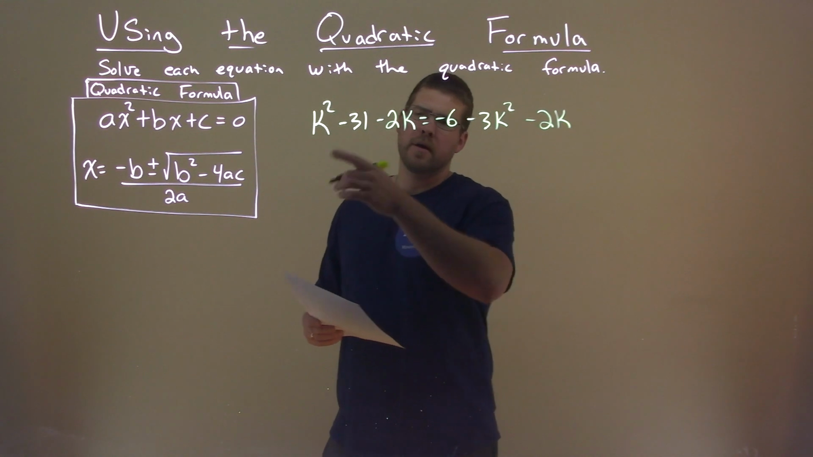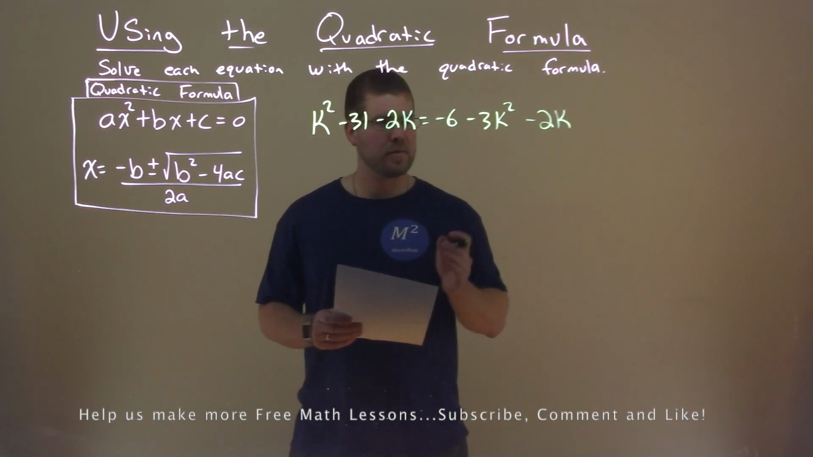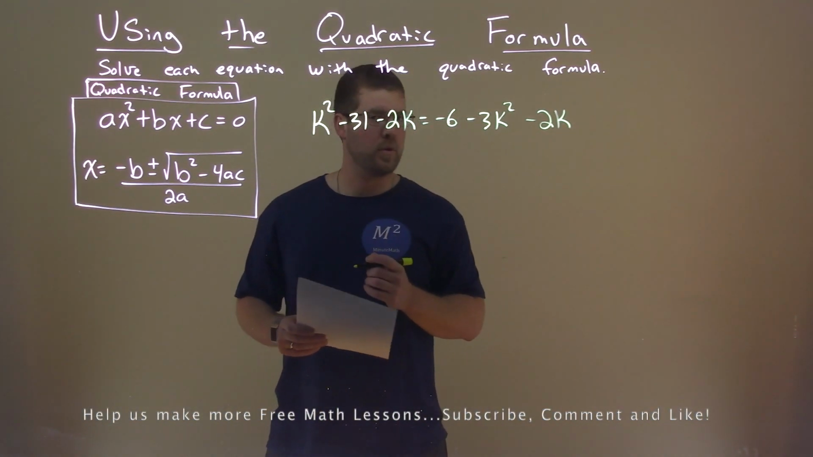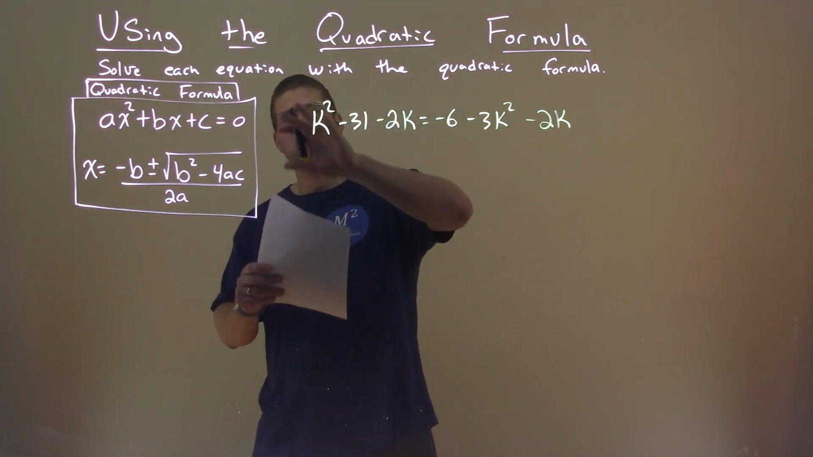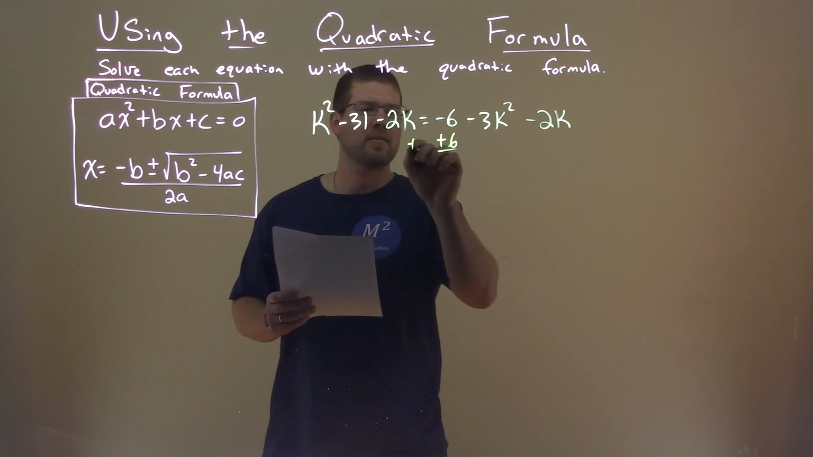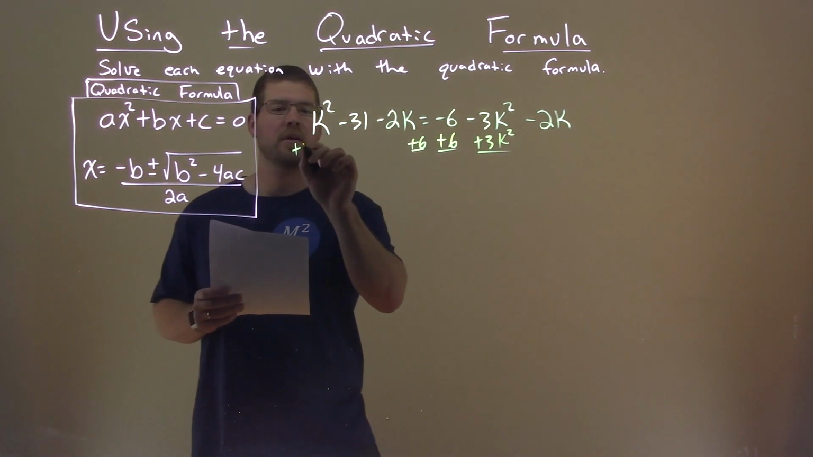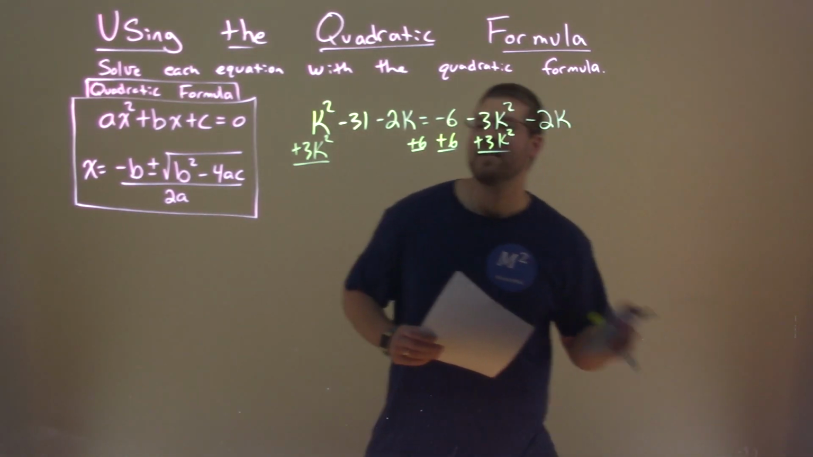We're given this problem right here: k squared minus 31 minus 2k equals negative 6 minus 3k squared minus 2k. We want to solve using the quadratic formula. I have to get everything over to the other side, equal to 0. So I'm going to add a 6 to both sides, and add a 3k squared to both sides. Make sure you add it to its like terms. Oh, the 6. Didn't see the 31.